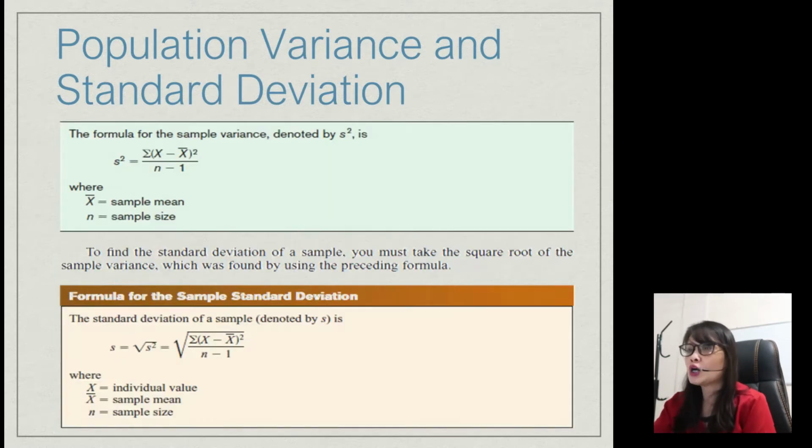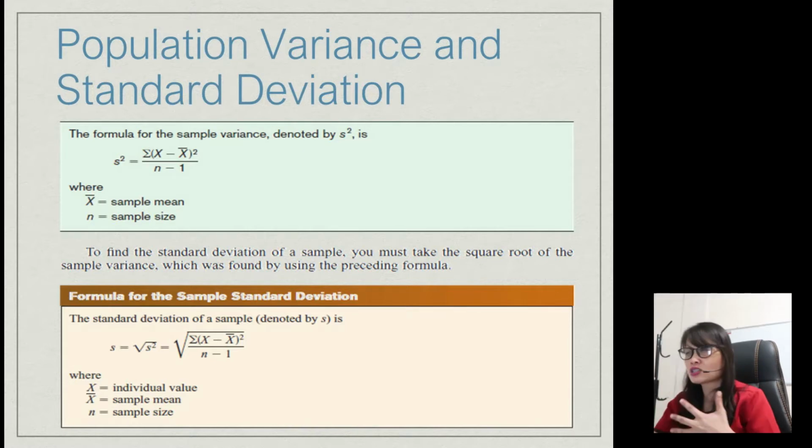What about sample variance? The sample variance formula is s squared equals the summation of (x minus the sample mean) squared over n minus 1. If the problem deals with a sample, we will be using this symbol. X bar refers to the sample mean, and n refers to the sample size. For the sample standard deviation, just simply get the square root of your sample variance.